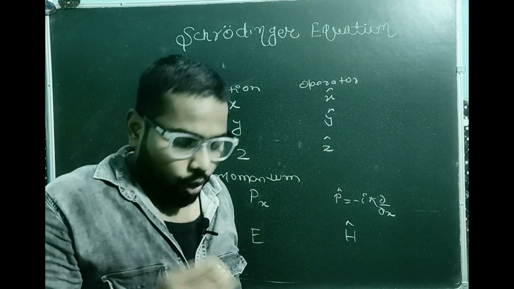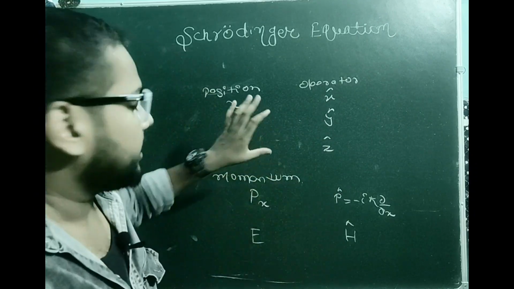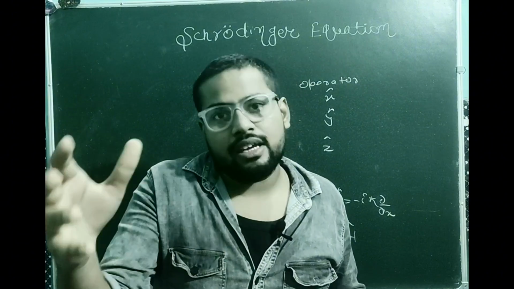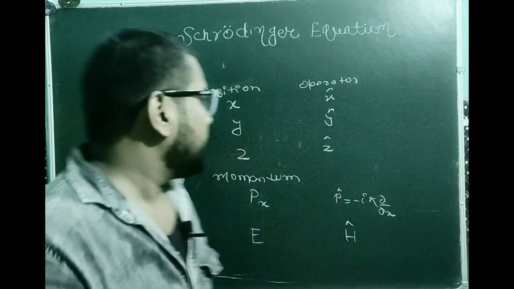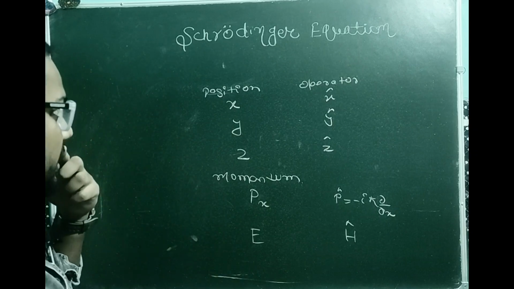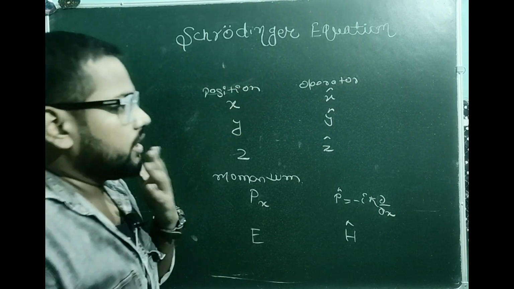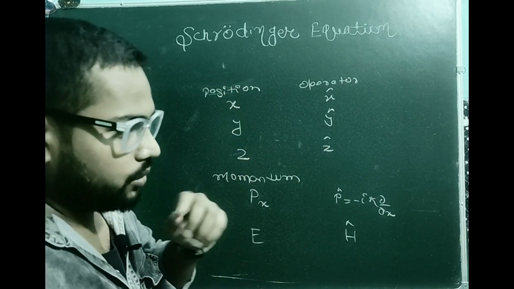So what does an operator do in quantum mechanics? Operators apply on the wave function and give the measurable or observable quantity, for example energy, momentum and position, right? So these are about the operators. Now moving further in the Schrodinger equation, in the derivation part, I want to introduce one thing more.